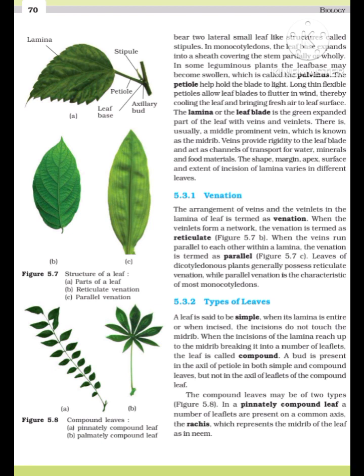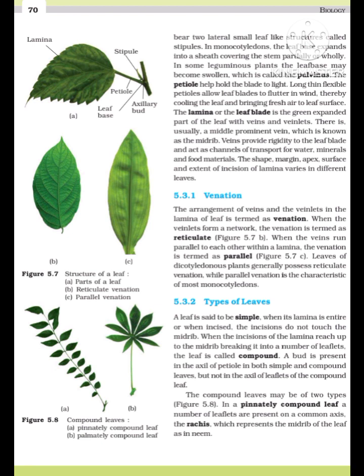Venation. The arrangement of veins and the veinlets in the lamina of leaf is termed as venation. When the veinlets form a network, the venation is termed as reticulate, Figure 5.7b. When the veins run parallel to each other within a lamina, the venation is termed as parallel, Figure 5.7c. Leaves of dicotyledonous plants generally possess reticulate venation, while parallel venation is the characteristic of most monocotyledons.